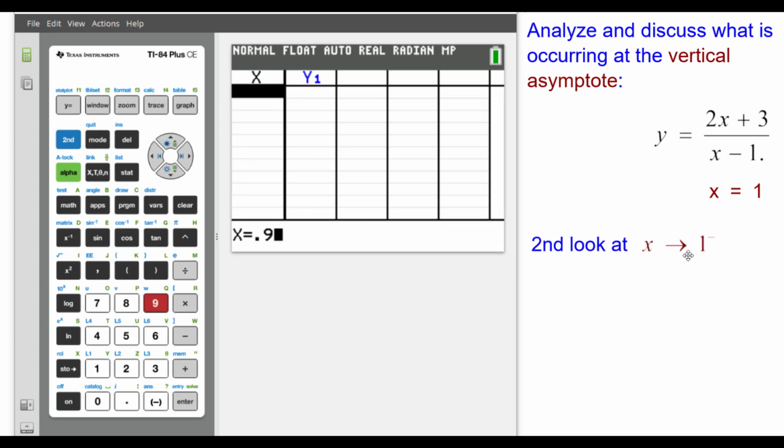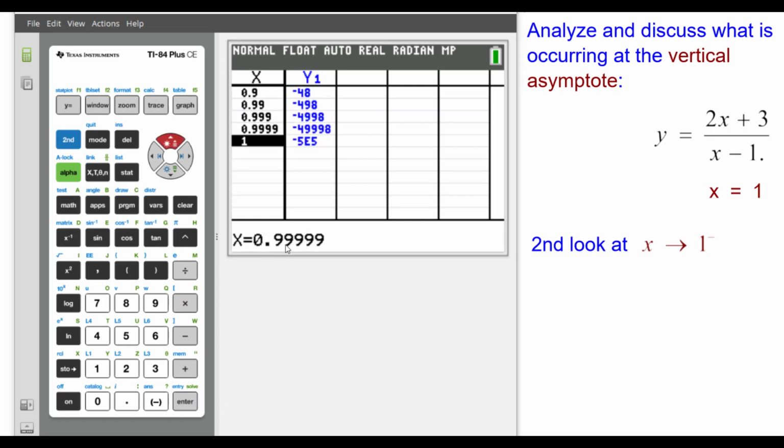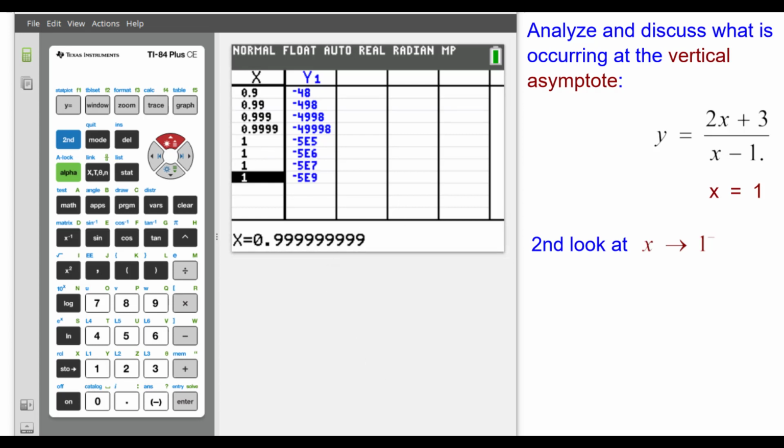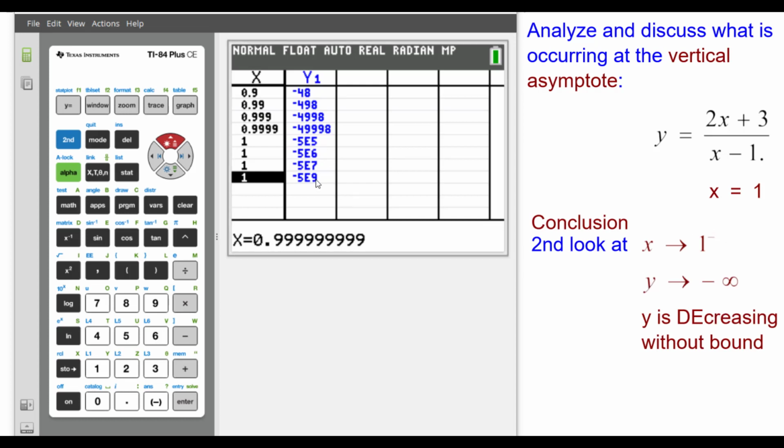Next, we'll look at what happens as x approaches 1 from the negative side, starting with 0.9, and then 0.99, and so on. Here I got to 0.99999, and you can see what's happening here. And the conclusion is, as x approaches 1 from the negative side, y is decreasing without bound.